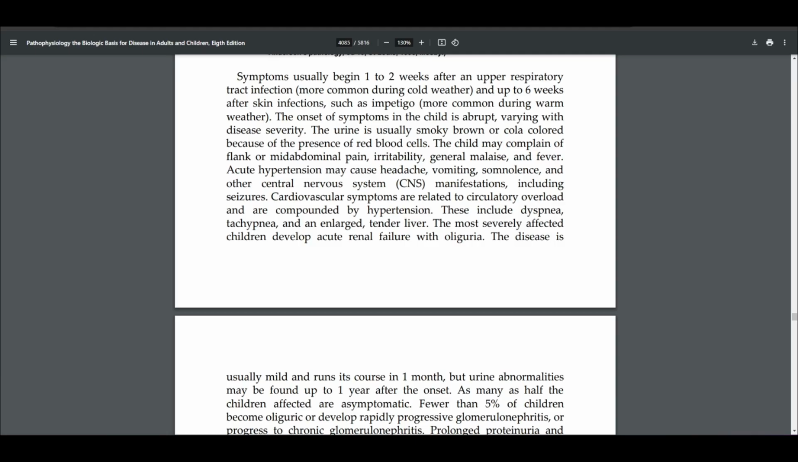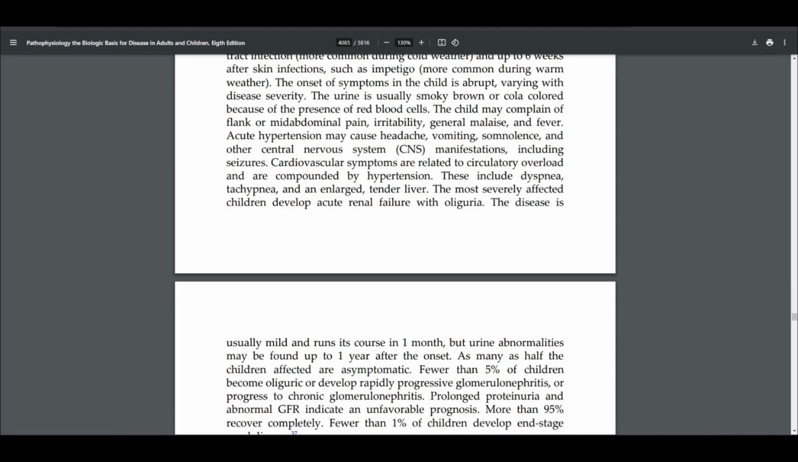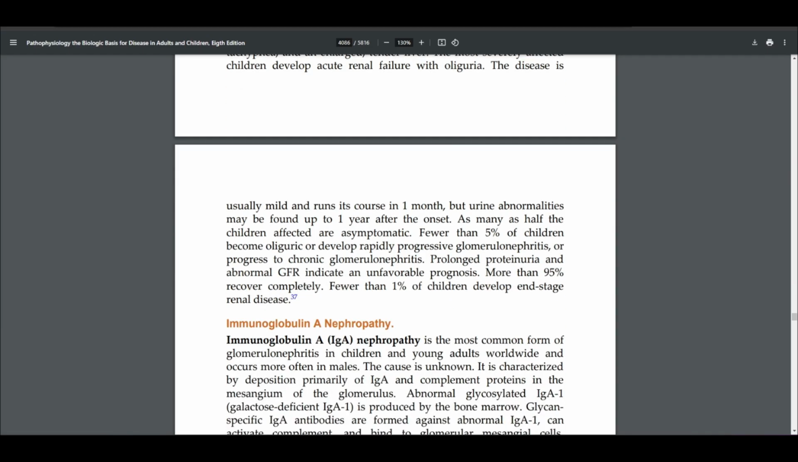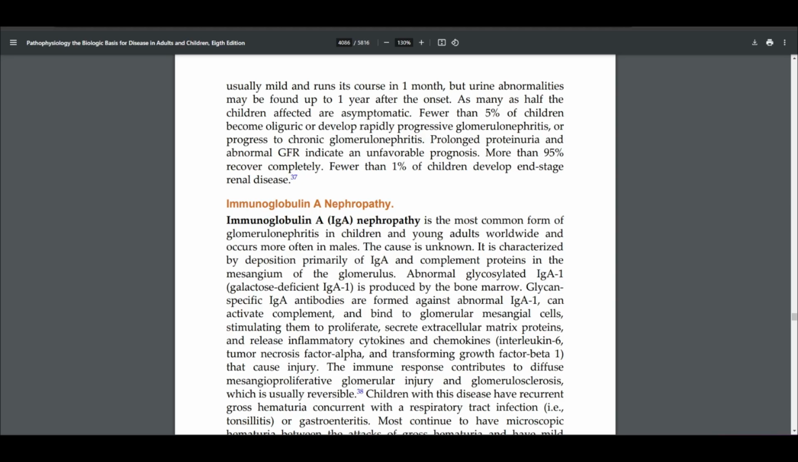Cardiovascular symptoms are related to circulatory overload and are compounded by hypertension. These include dyspnea, tachypnea, and an enlarged tender liver. The most severely affected children develop acute renal failure with oliguria. The disease is usually mild and runs its course in 1 month, but urine abnormalities may be found up to 1 year after the onset. As many as half the children affected are asymptomatic.